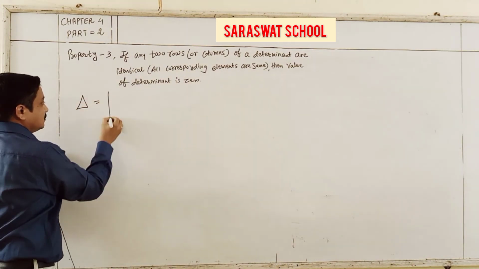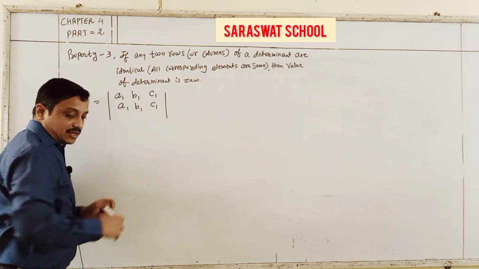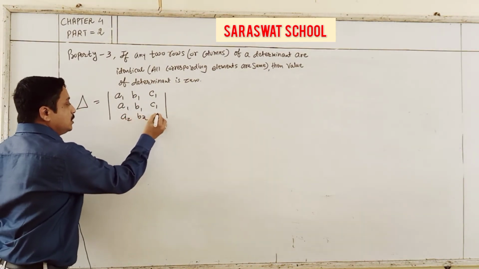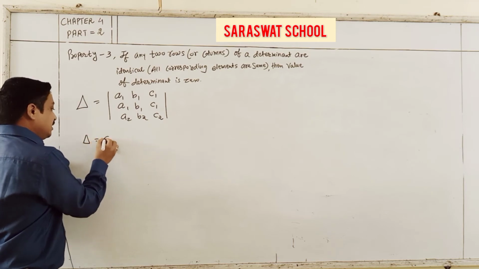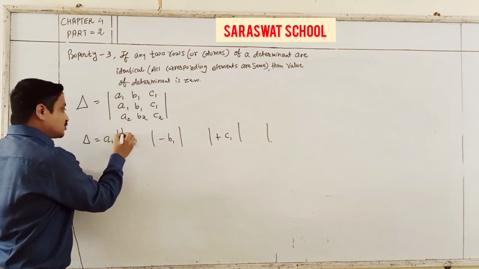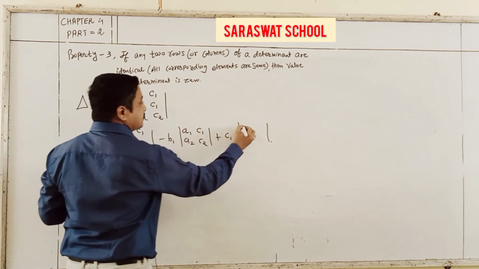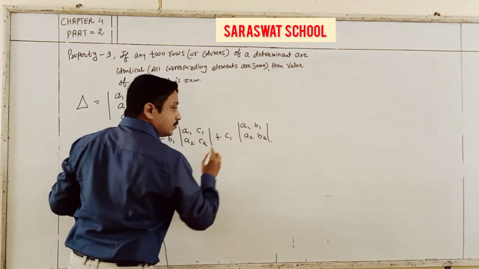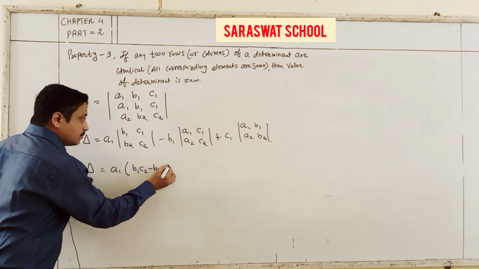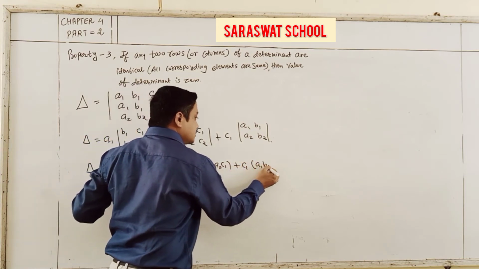We will take the same values for two rows, A1 B1 C1 and A1 B1 C1, and for the third row take any values, like A2 B2 C2. So your determinant value is A1 times (B1 C1; B2 C2), minus B1 times (A1 C1; A2 C2), plus C1 times (A1 B1; A2 B2). The answer is definitely 0: B1 C2 minus B2 C1, A1 C2 minus A2 C1, and A1 B2 minus B1 A2.